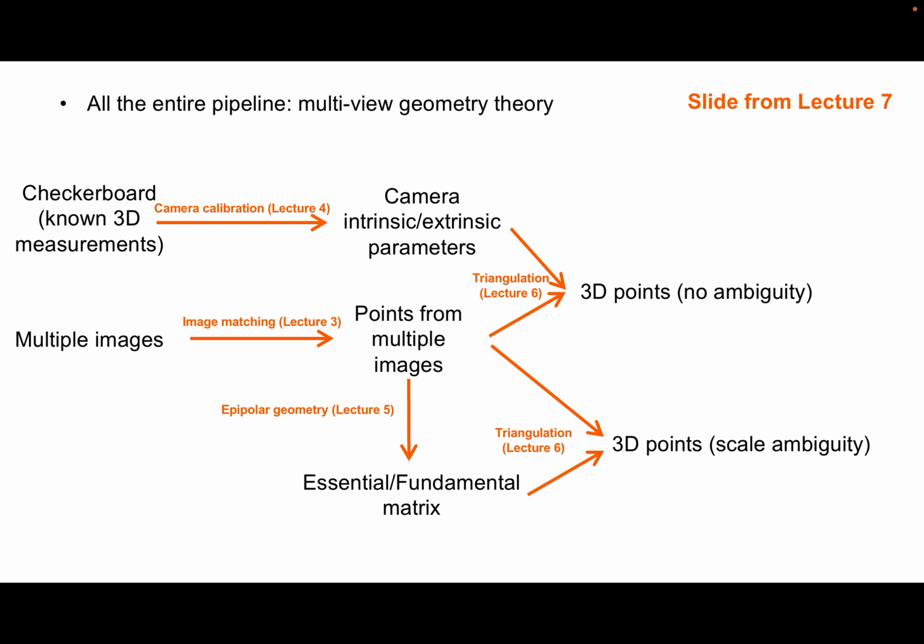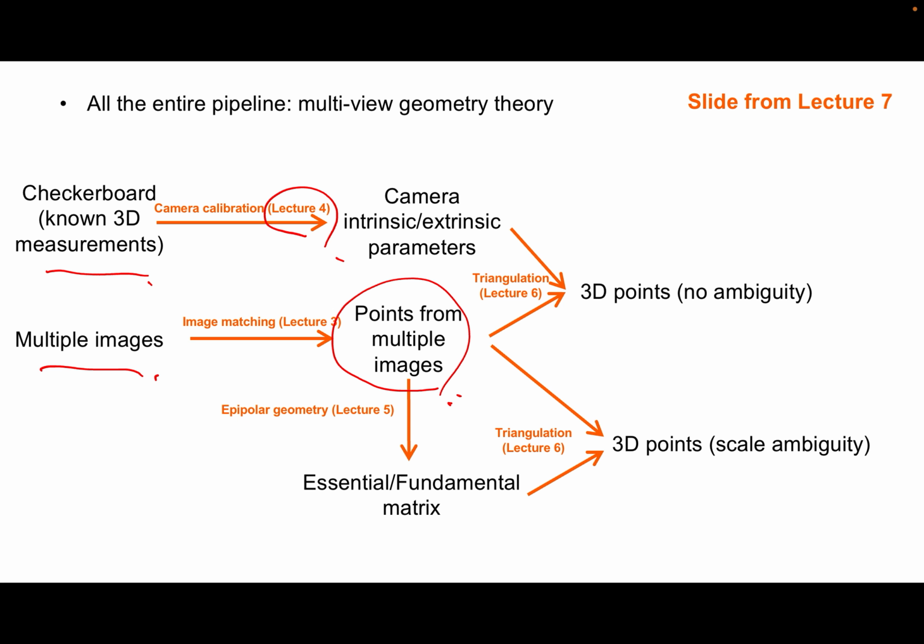The first one is assuming we have a checkerboard with known 3D measurement, then we can perform camera calibration to get camera intrinsic and extrinsic. That is lecture 4, this one. And then another input of our system is multiple images from video, or multiple images from diverse viewpoints. Anything is okay. Then we can use an image matching algorithm. Representative algorithm is SIFT, right? We can use SIFT to do the image matching to get match points from multiple images.